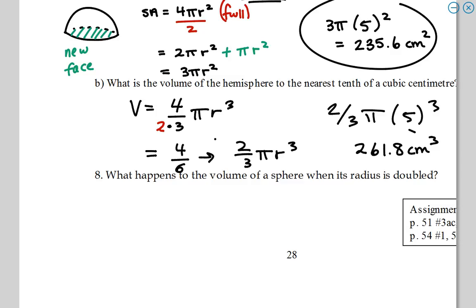What happens to the volume of a sphere when the radius is doubled? Okay, this is a challenger. 8 is tough. What happens to the volume of a sphere when the radius is doubled? Any guesses? Would the volume double? Would the volume quadruple? Would the volume be 8 times as big? Ooh. What is it then? You don't know?